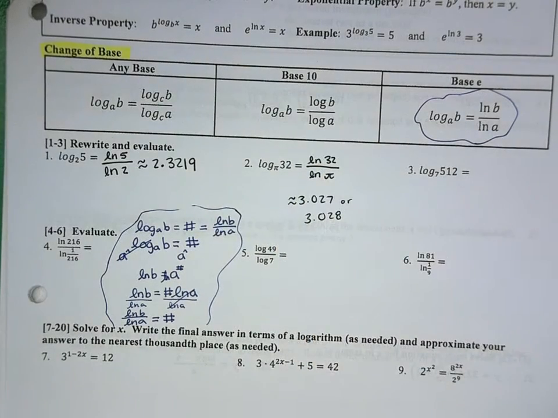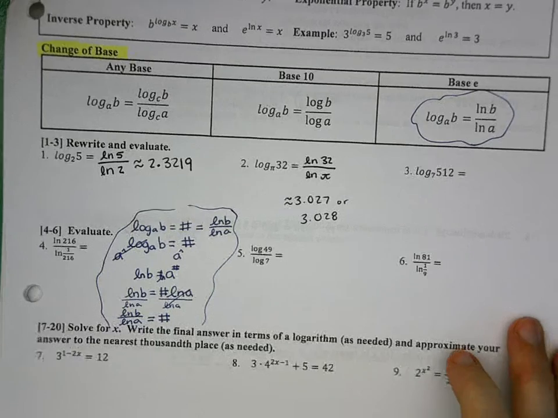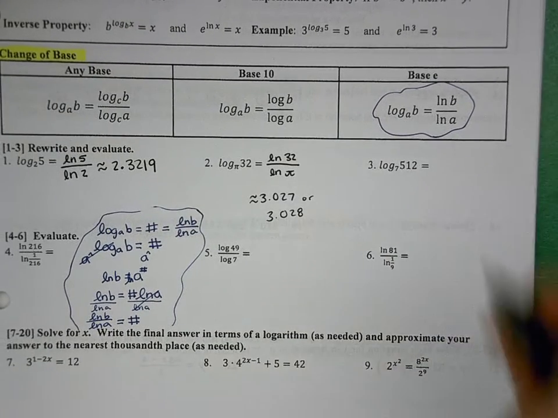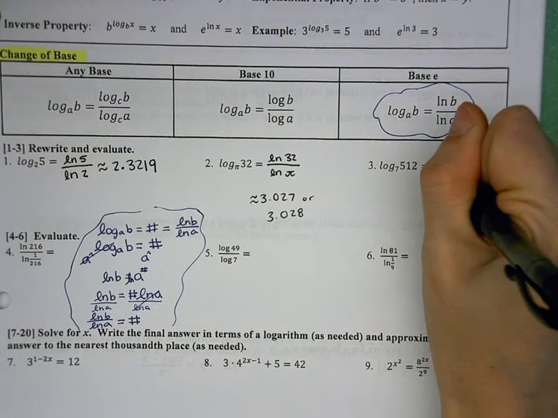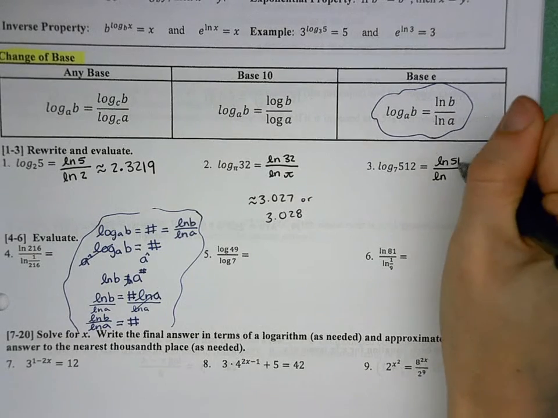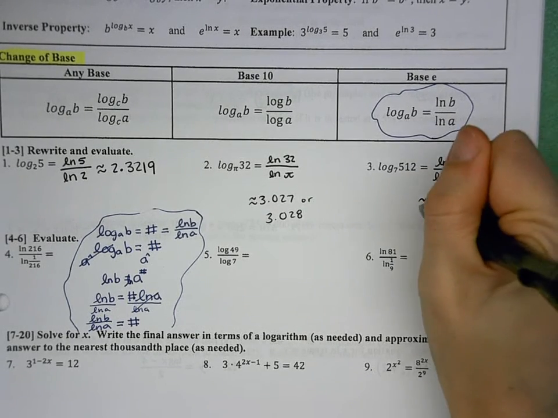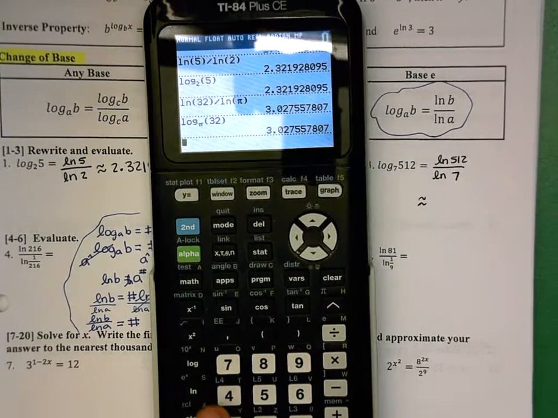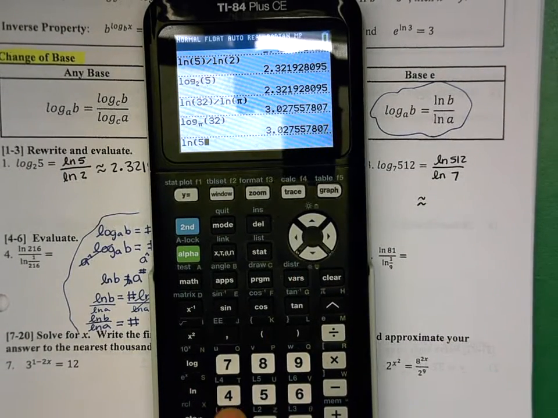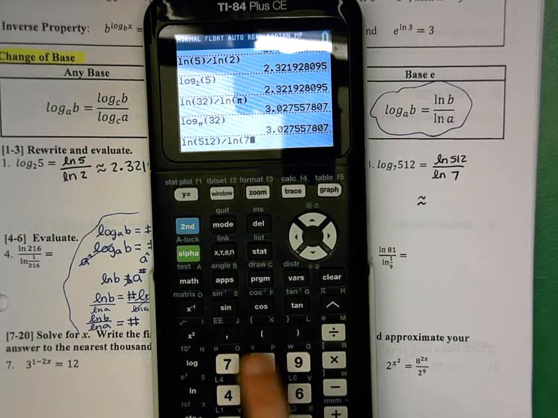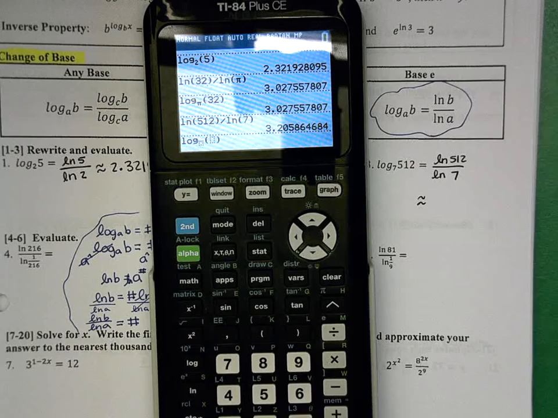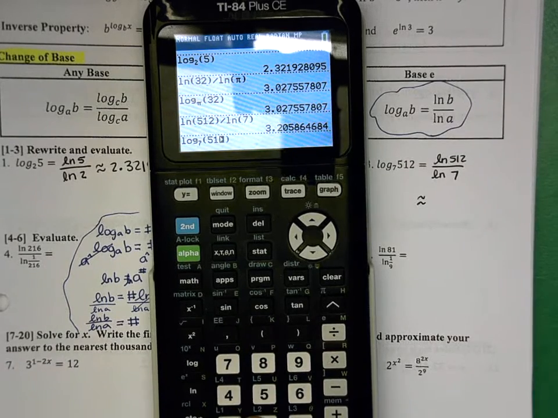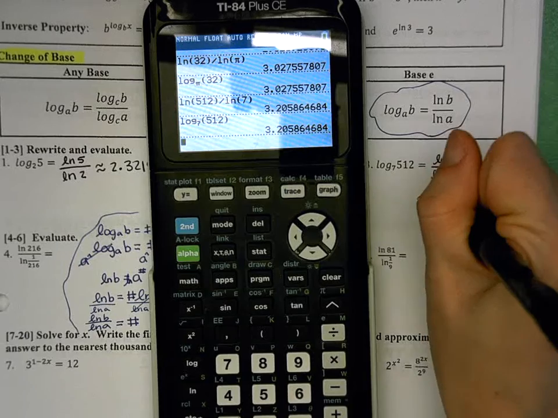Okay, one more if you haven't already. Pause the video, give this one a shot on your own. Okay, change of base. Natural log on top, natural log on bottom. Guts on top, original base on bottom. Plugging this in, we have natural log of 512 divided by natural log of 7 is 3.20586. Plugging in my original, we have log base 7 of 512, which is 3.20586.